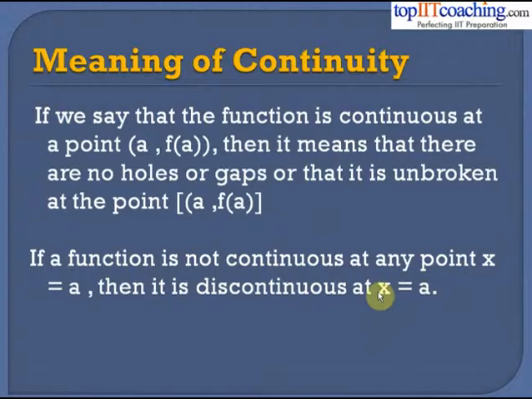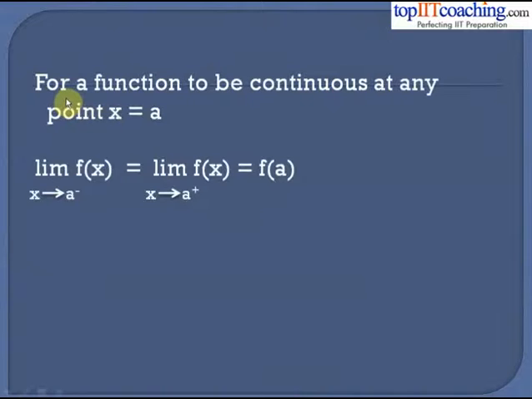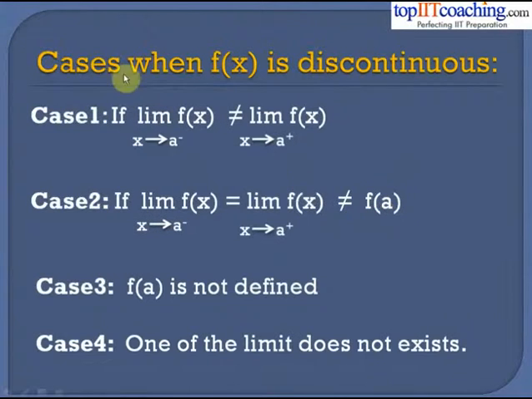So the condition for any function to be continuous at a point x equal to a is that the left hand limit should be equal to the right hand limit, which is equal to f of a. Once again, for a function to be continuous at any point x equal to a, the left hand limit is equal to the right hand limit is equal to f of a. Now let's take different cases when f(x) is discontinuous.